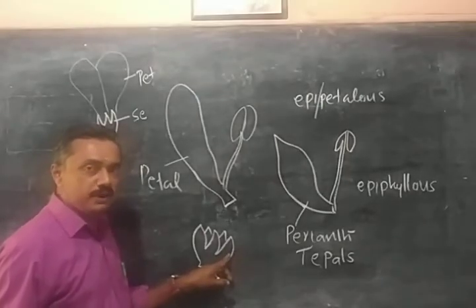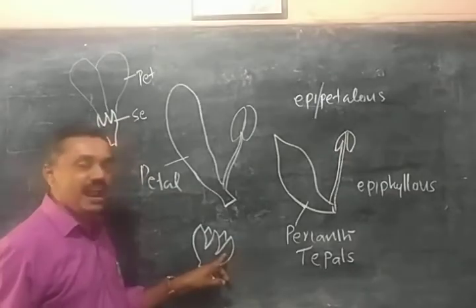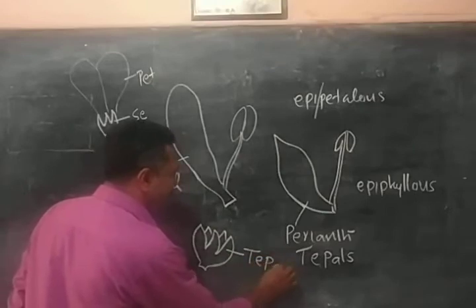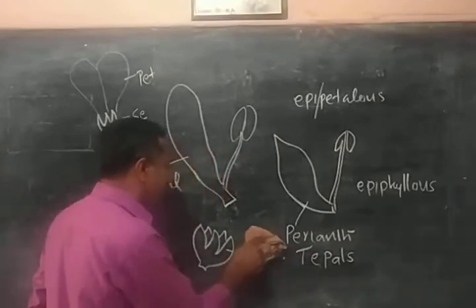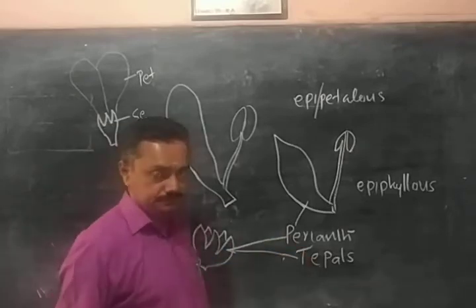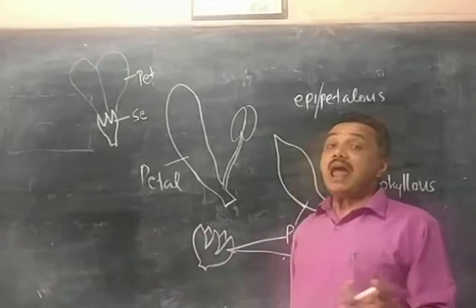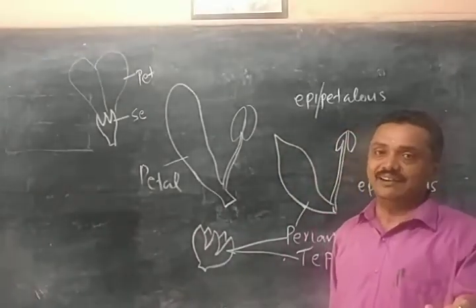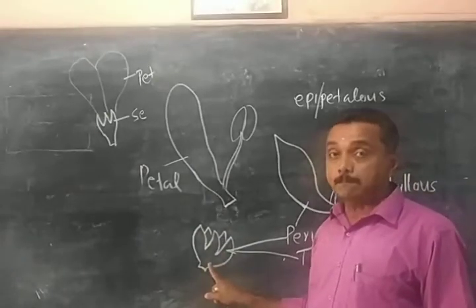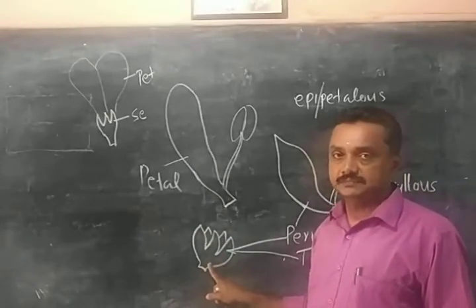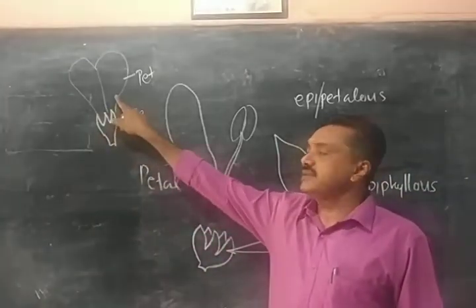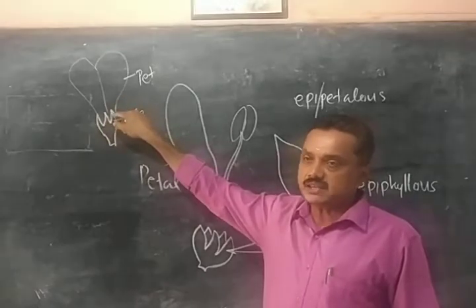There is no difference between sepal and petal. You can see a hard yellow colored structure. This structure is called tepal or perianth. If the sepal and petal are not differentiated, this structure in coconut is called tepal or perianth. Here, sepal and petal are different. Sepal is green in color, petal is red in color. So we can call them sepal and petal.